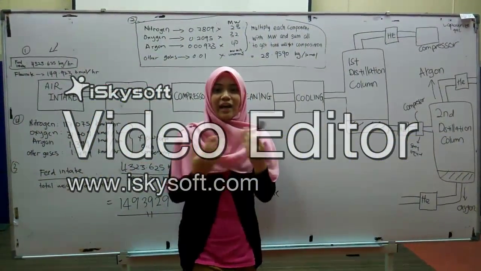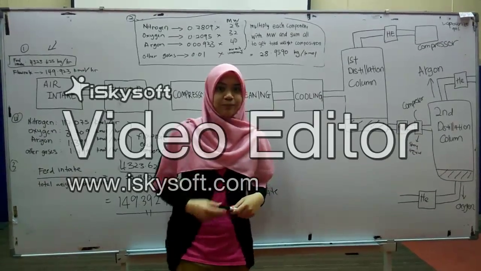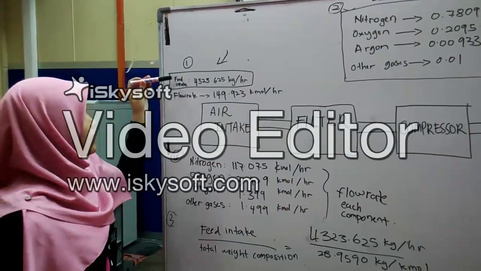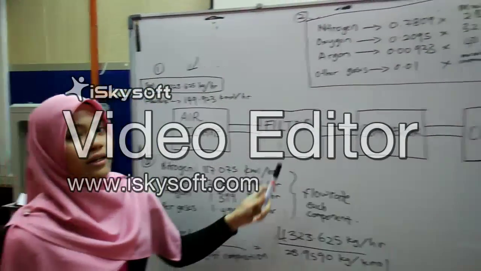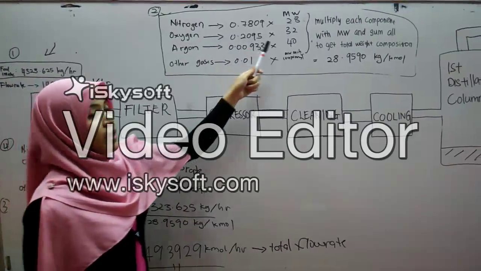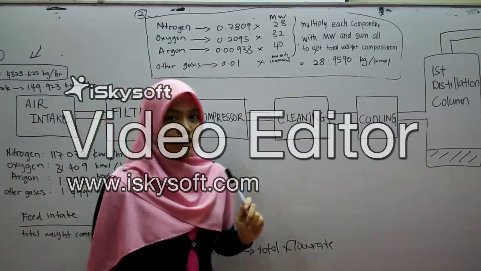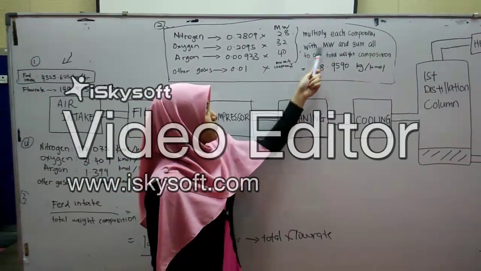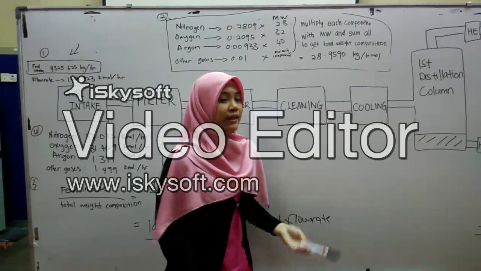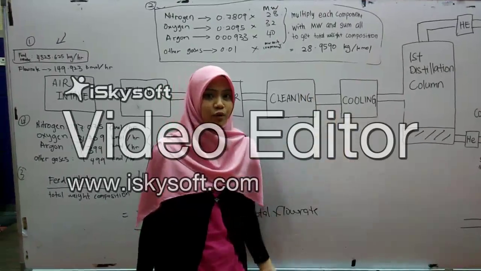I am Atika and I will explain to you guys about material balance inside the air intake column. So this is the value for the feed intake. This is the value for the composition. This is the value for the molecular weight. So first of all, we have to multiply each component with molecular weight and sum all to get total weight composition, that is 28.9590 kg per kmol.